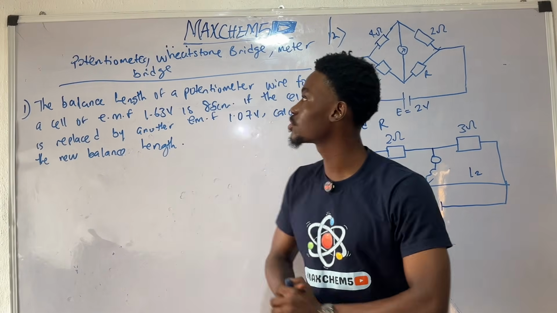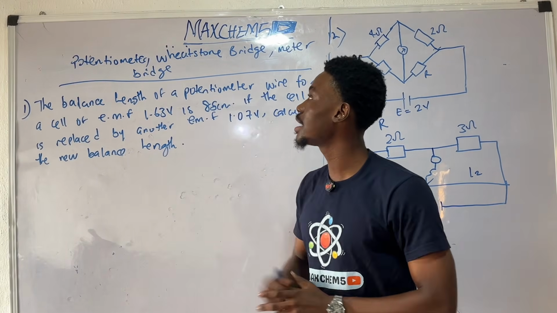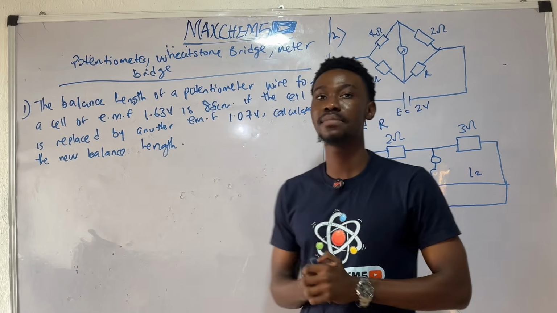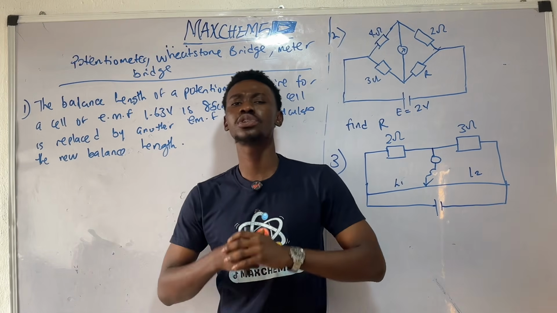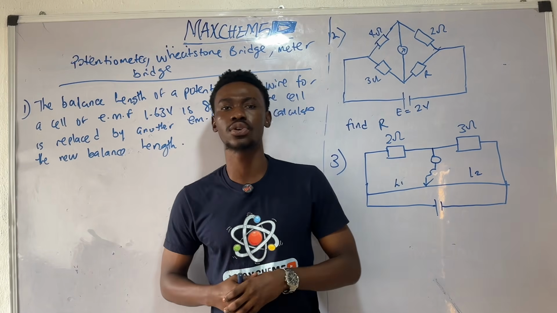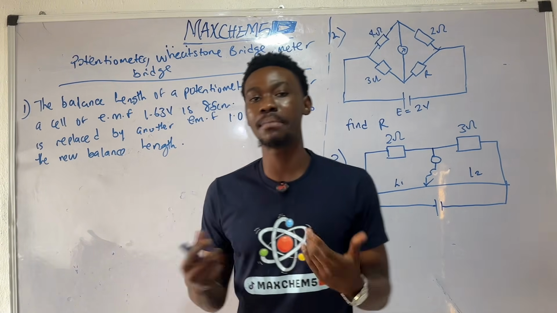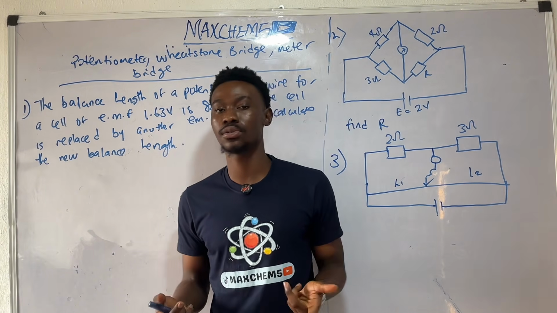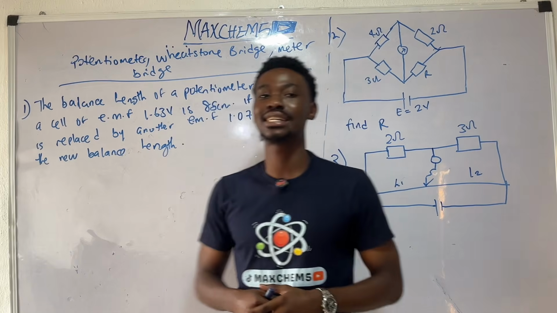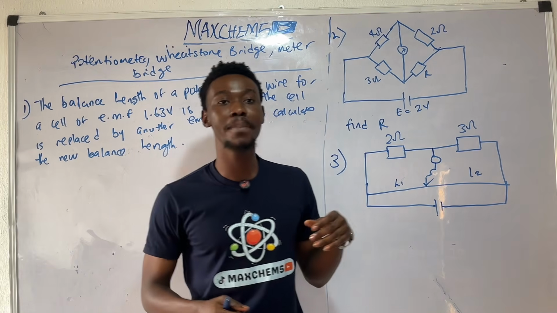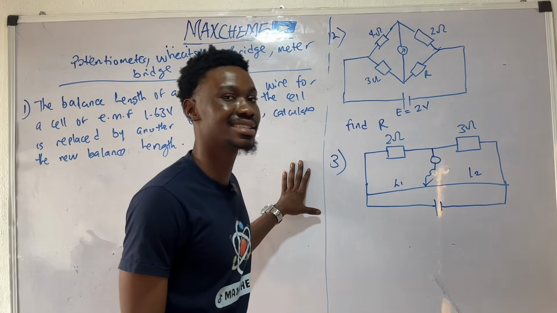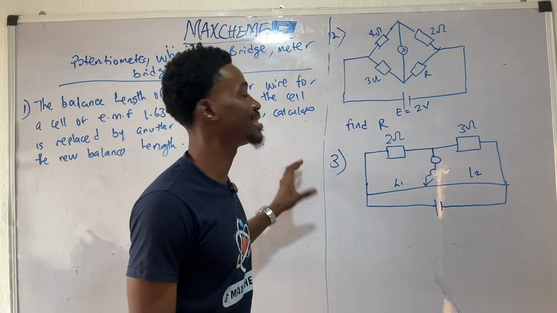So today I would like to discuss the potentiometer, the Wheatstone Bridge, and the meter bridge. The potentiometer is a device used to measure the potential difference or the EMF between two cells. And the Wheatstone Bridge is a device used to measure the resistance of an instrument accurately.